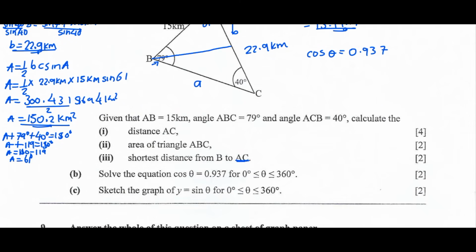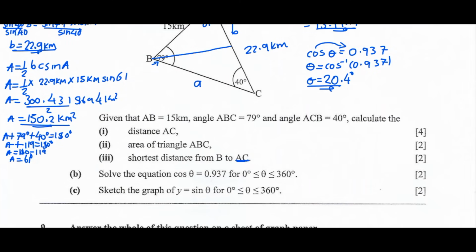So we want to find two angles where cos is positive. Cos is positive in the first quadrant and the fourth quadrant. So we can first find the first angle. Shifting cos to this side, theta is equal to inverse cos of 0.937. So what is this angle? I'm getting 20.4 degrees. So this is our first angle.